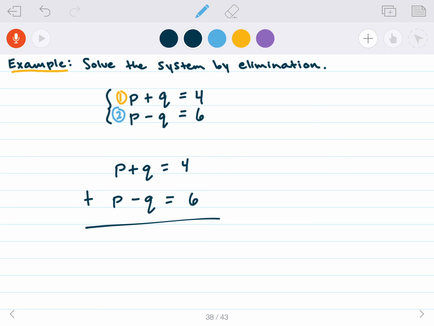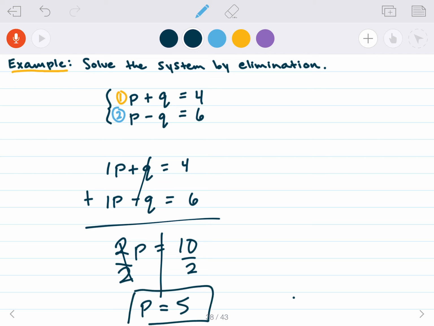And when I do that, these clear. Now 1p plus 1p is 2p. And 4 plus 6 is 10. I'll divide both sides by 2 to get p alone. And I get p is equal to 5.